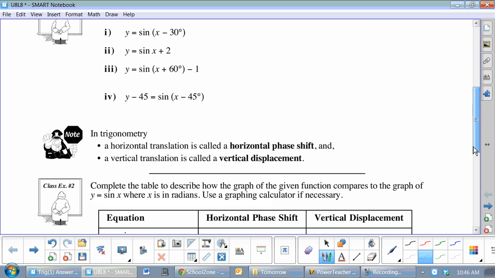Okay? So, new words to know that are very specific to trig. Now, horizontal phase shift will only be in radians or degrees, and vertical displacement will be in units. So you're always going to have to say a horizontal phase shift, 3 radians right or left, or degrees right or left. We're not going to say units. And we will say units for vertical displacement. Okay? So what we're going to do is just turn to the next page.